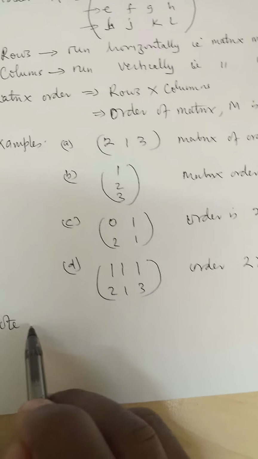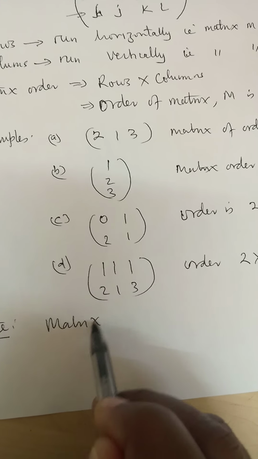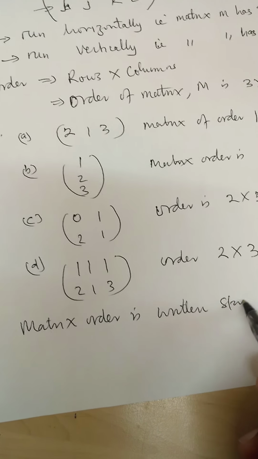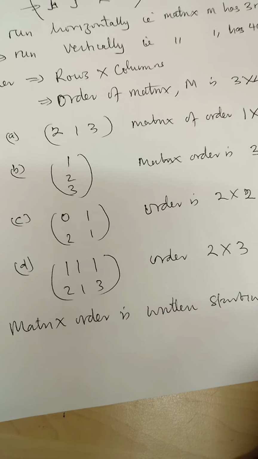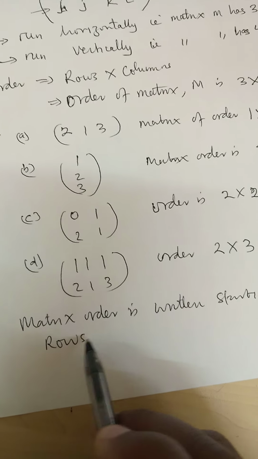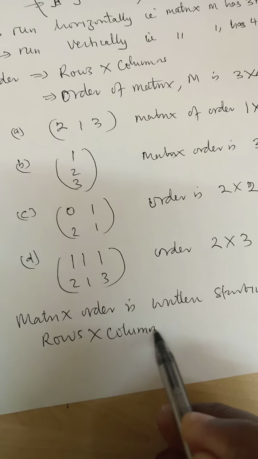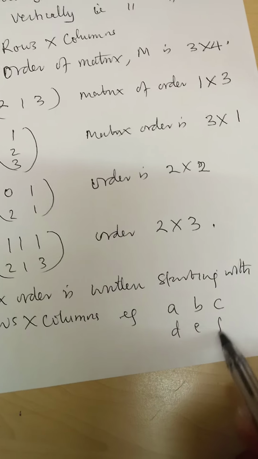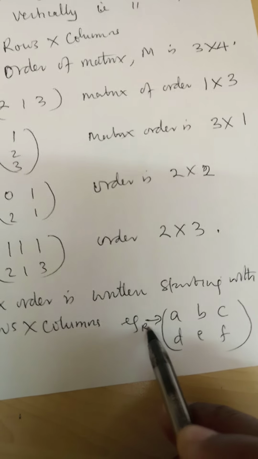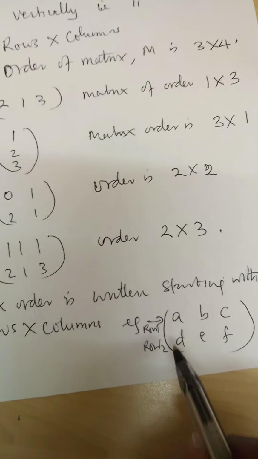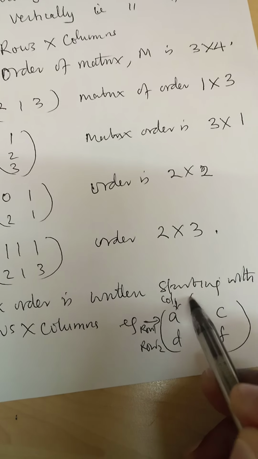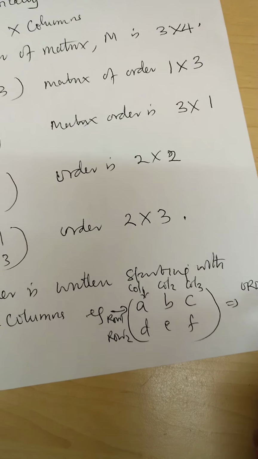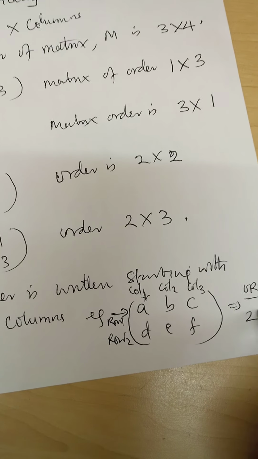Note that matrix order is written starting with the rows followed by the columns. And finally, e.g., if I have A, B, C, D, E, F, this is row 1, this is row 2, this is column 1, column 2, and column 3, implying that the order for this matrix is a 2 by 3.